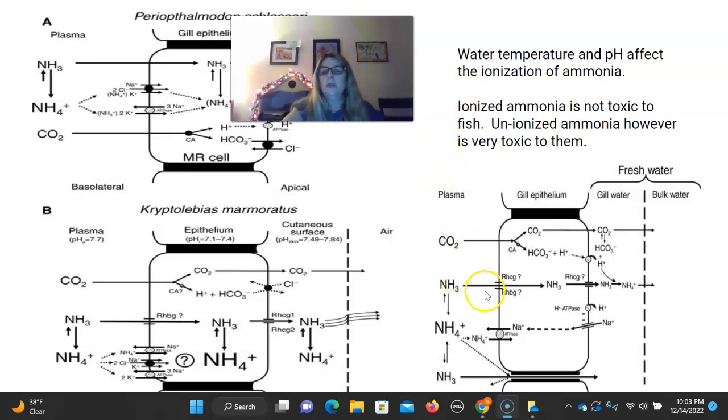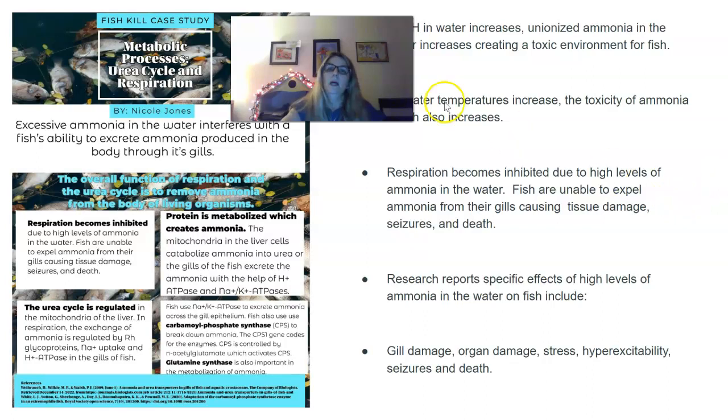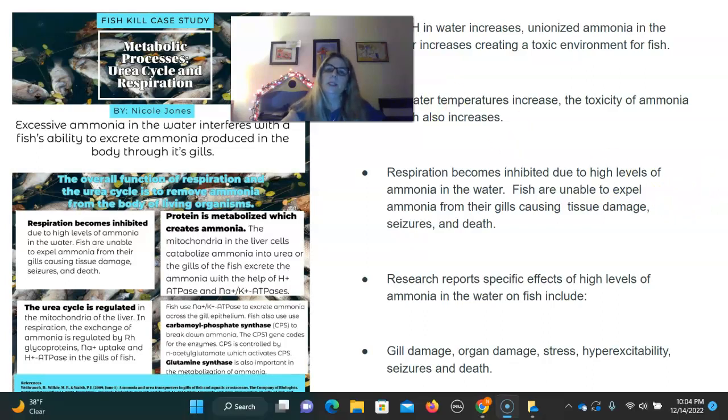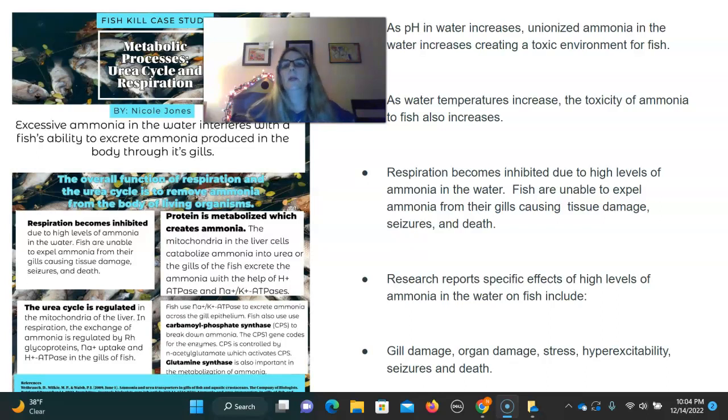And this shows how the Rh, or the rhesus glycoproteins, help it cross into the gill water to be expelled. And then this shows how the ionization and the ATPase is needed to help it cross. So sodium in, and so then it can move out. As pH in water increases, unionized ammonia in the water increases, creating a toxic environment. As water temperatures increase, toxicity of ammonia in fish also increases.